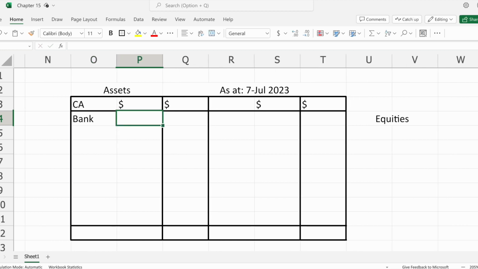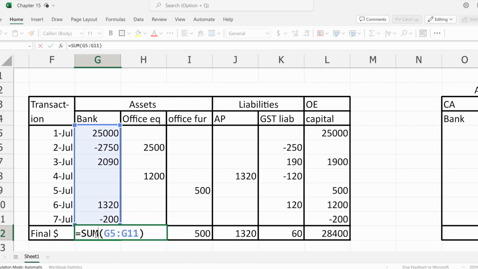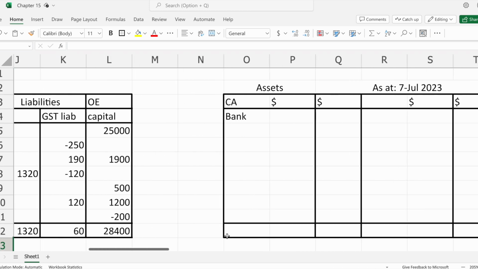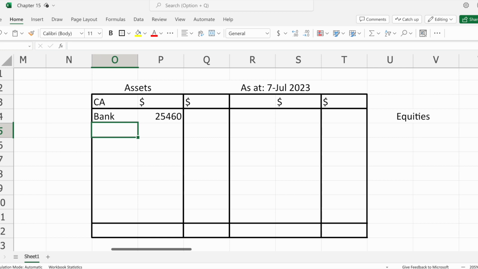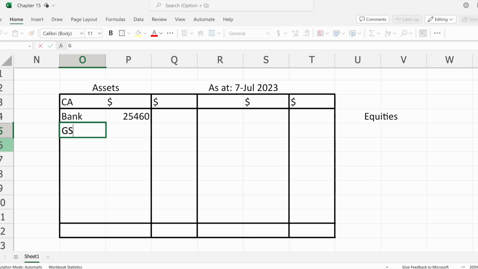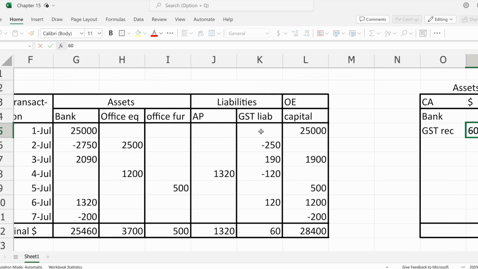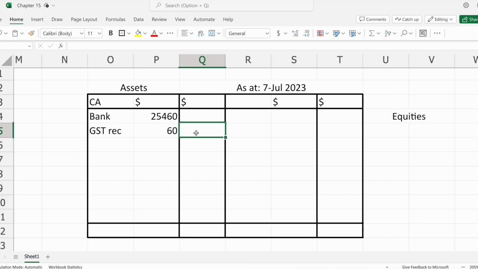So what's the value here? Whatever value is here, $25,460. So that we record here, 25,460. And now our other current asset is a GST receivable, right? So GST rec, I'll just write that. And then we have $60 because it's here. So now we add up our current assets.